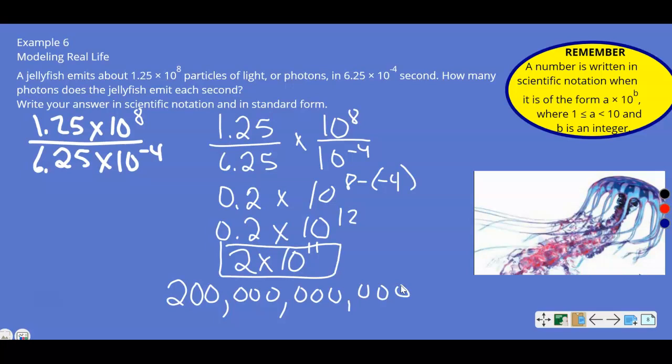That's a lot of photons per second. All right, so what is 200 billion photons per second? Well, remember it said that it is particles of light. So a jellyfish is emitting that many particles of light in a second. So that's pretty incredible.